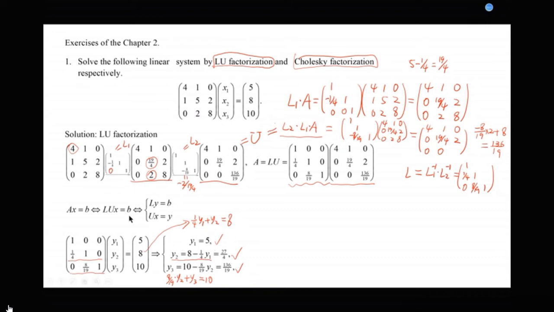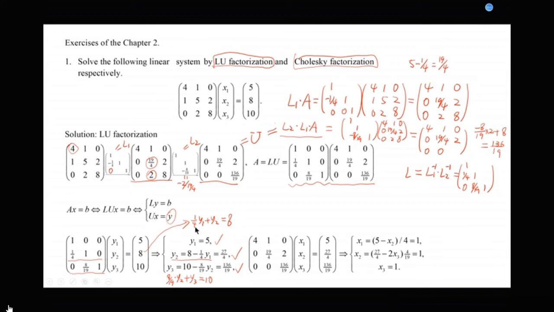Now we obtain Y1, Y2, Y3, then put them on the right side and solve UX equal to Y. So this is the matrix here. Now we need to use backward substitution, right? You see the last equation is just 36 over 19 multiply X3 equal to the same number. So we obtain X3 equal to 1, right?